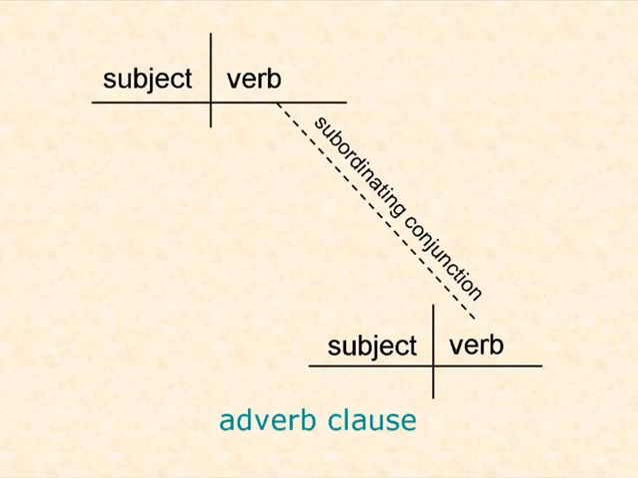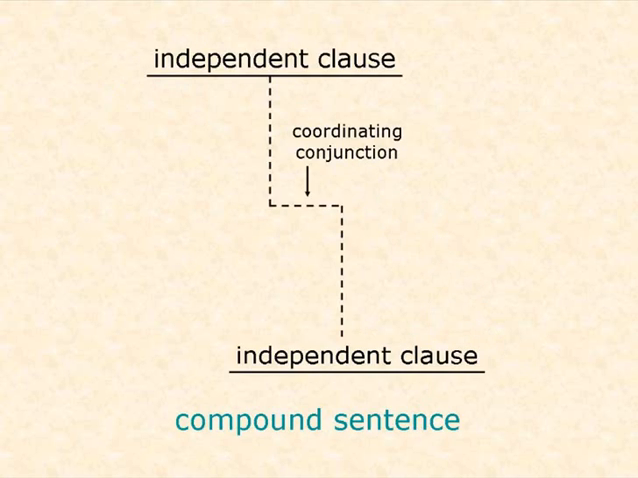To diagram the adverb clause, we will need a subordinating conjunction, which you see here on a slanted dotted line that connects the main clause to the subordinate clause. Subordinating conjunctions always go on slanted dotted lines. Remember that coordinating conjunctions go on vertical and horizontal lines. And this slide is my clause finale. This diagram shows two independent clauses joined by a coordinating conjunction.